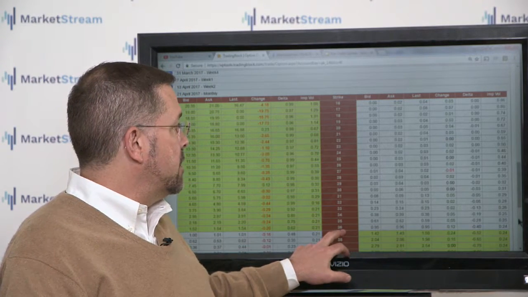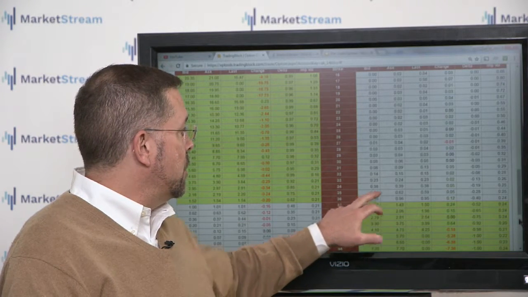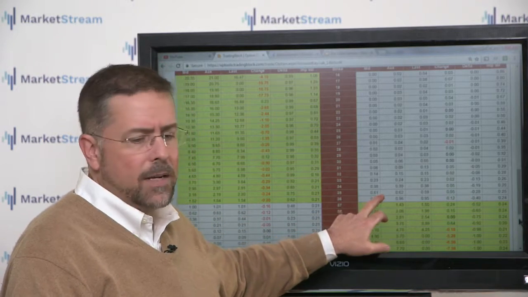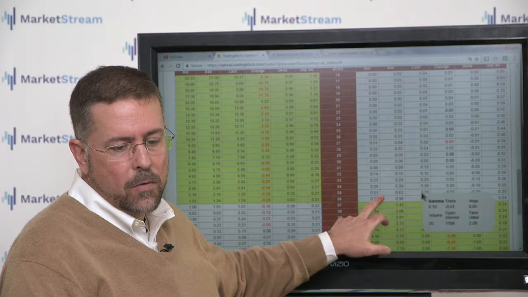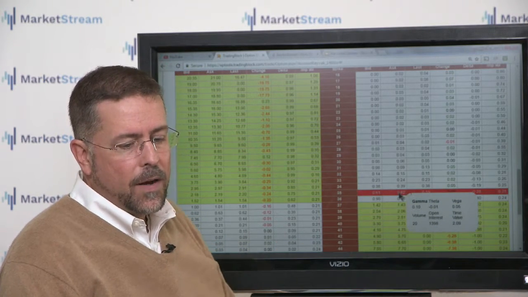I'm going to look at selling basically right around the 30 delta put. So that's going to be at the $35 strike. So if I go to the $35 strike, puts are on the right. So I double click in there. I'm selling the $35 strike.